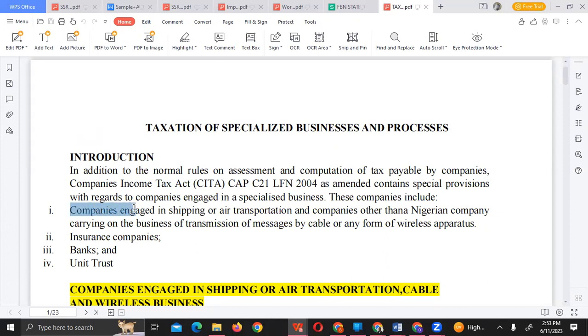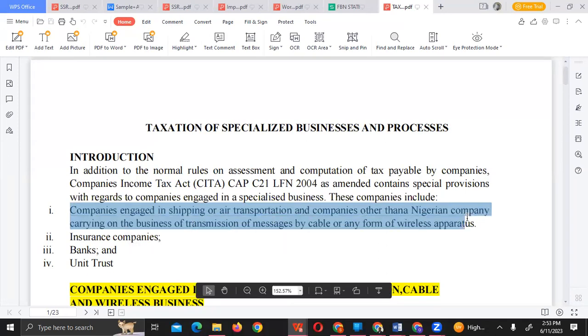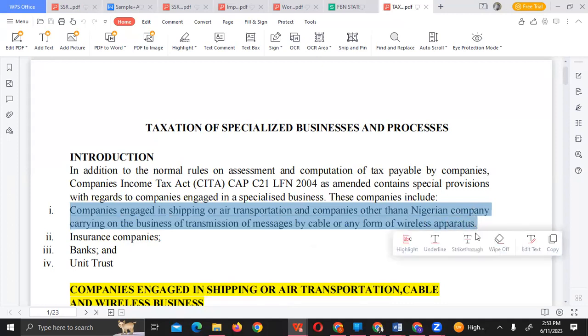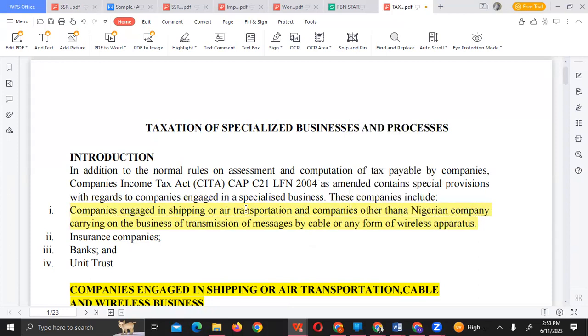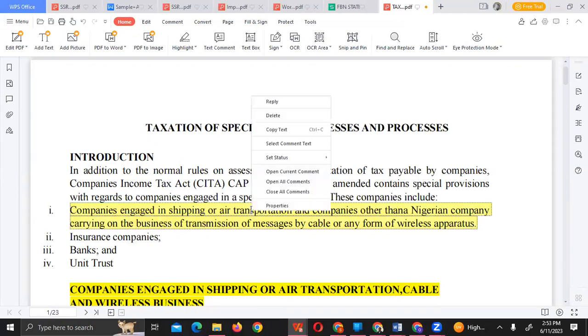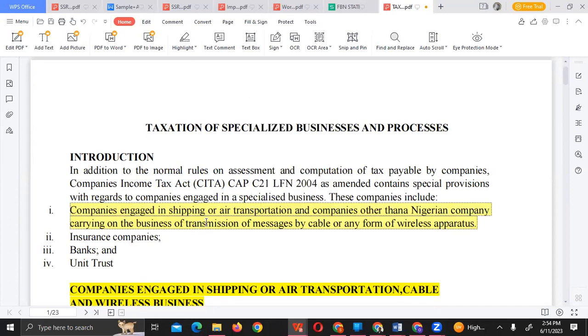For the first business, we have companies engaged in transportation. Generally, we have four forms of transportation, but here we have two. First, we have the air transport business, and we have the shipping transport business. What makes them special is that they move goods or persons from one place to another, so most of the time they will be operating beyond the shores of Nigeria, right?